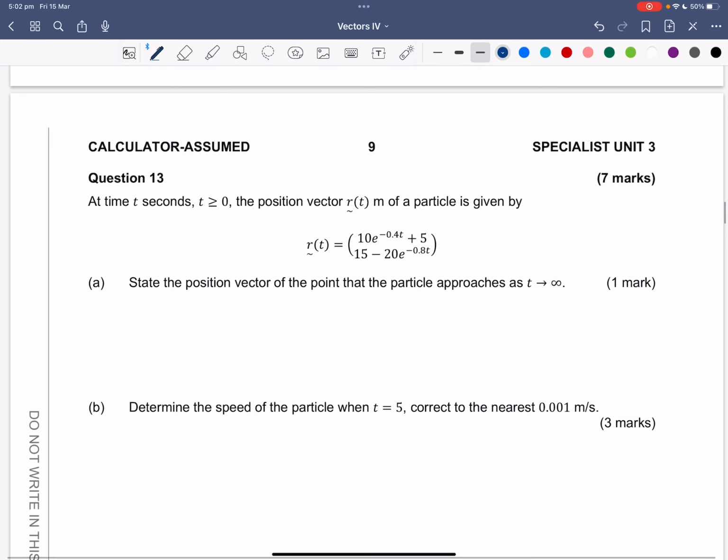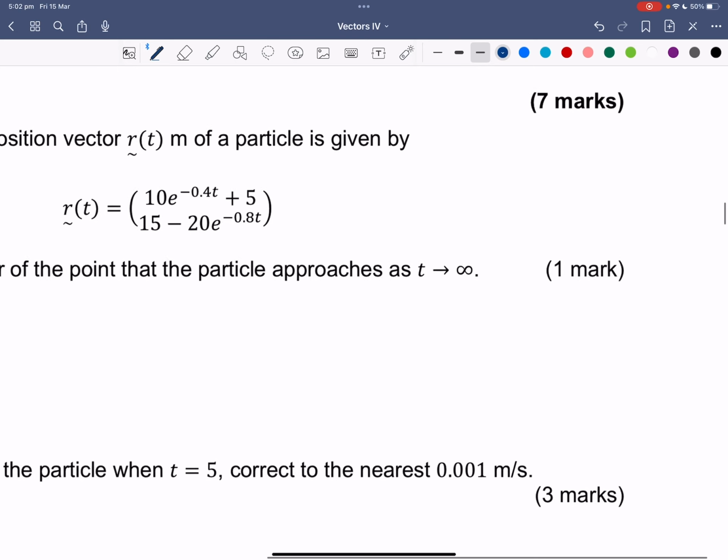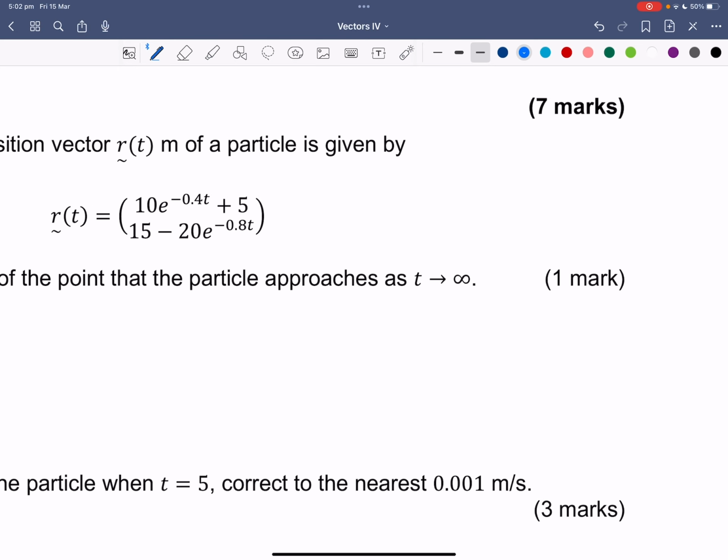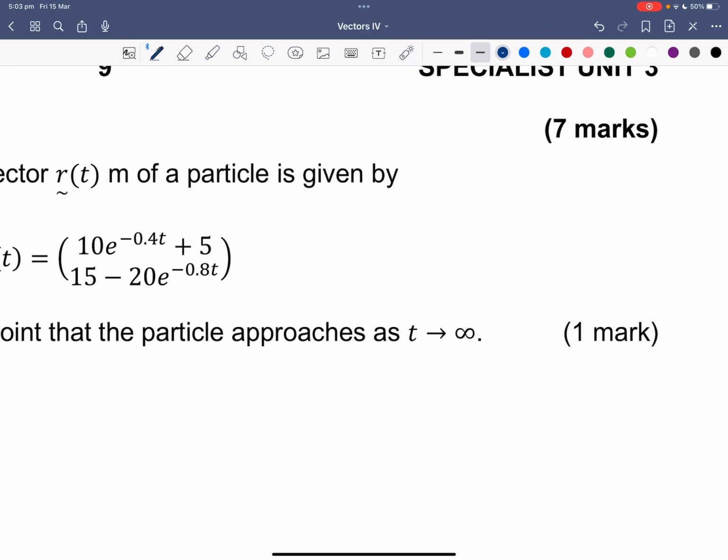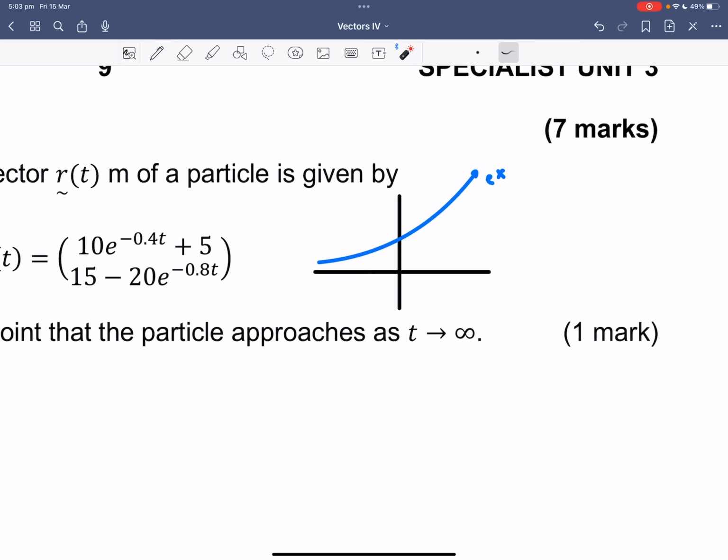All right, at time t seconds, the position of a particle is given by this. State the position vector of the point that the particle approaches as t approaches infinity. This is just knowledge that we're meant to know from year 12 methods content. Let's say for example, we all know what e to the x looks like. It looks like this, and there's an asymptote here. You should also know that e to the negative x looks like this.